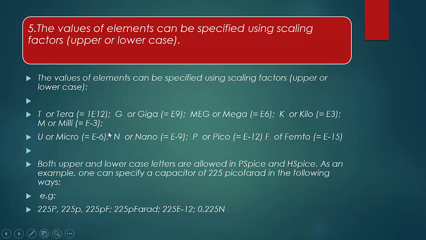Let's move on to the small values. U or micro represents e to the power minus 6. N or nano represents e to the power minus 9. P or pico represents e to the power minus 12. F or femto represents e to the power minus 15. You should use these scaling factors. If you use another kind of letter, you will have some errors in your project.